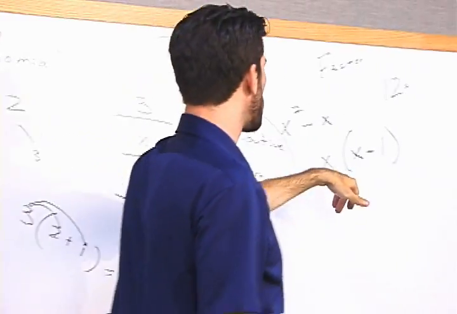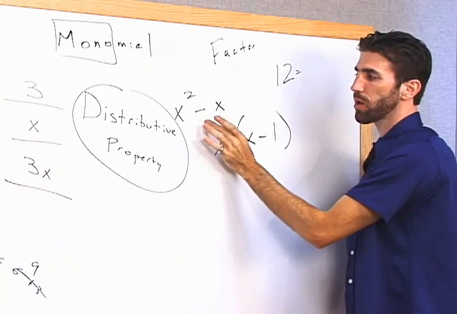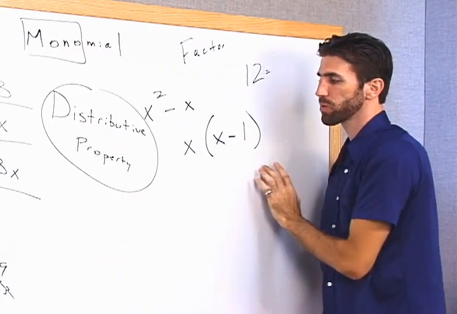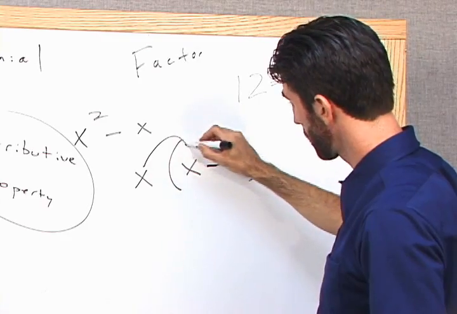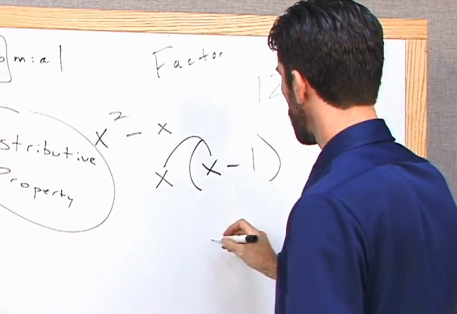Going back to this, we're going to use the distributive property to show how this is exactly equal to this. X squared minus x equals x times x minus 1. Distribute the x. X times x is what? X squared. I should explain that. It's good, Paul. I should explain what that is.